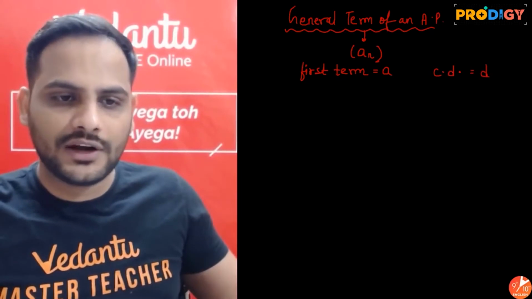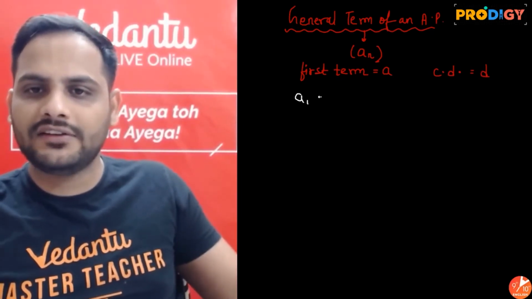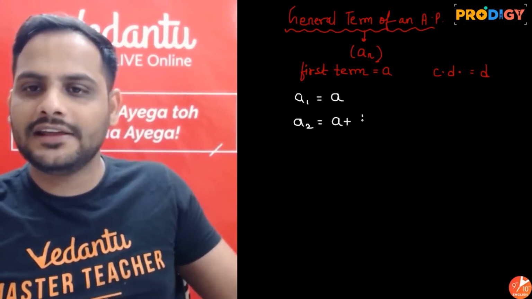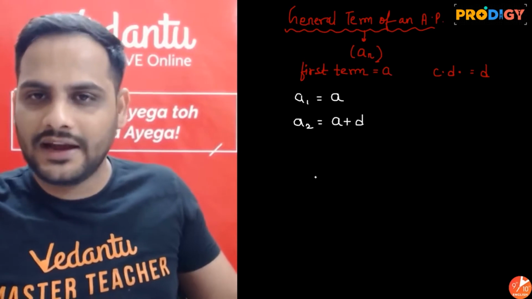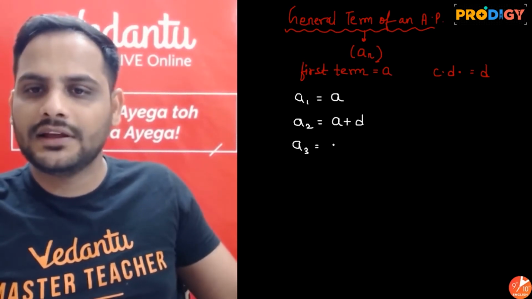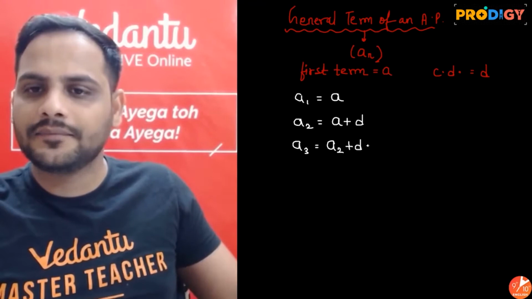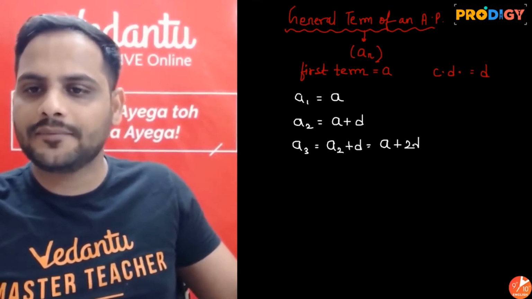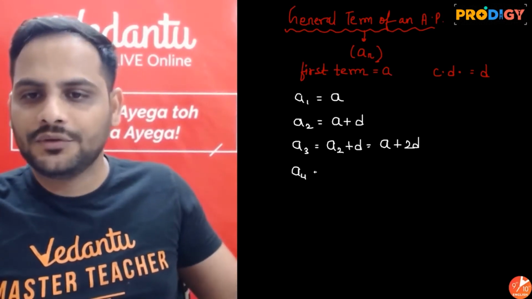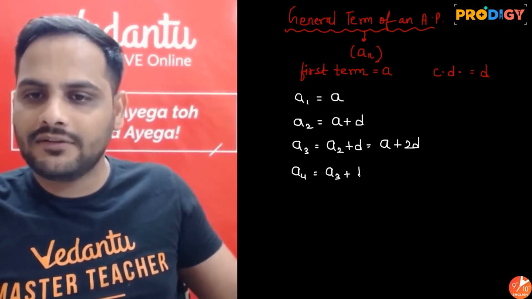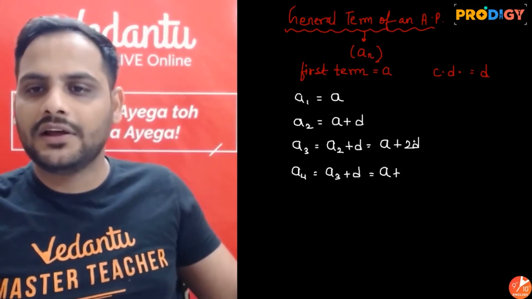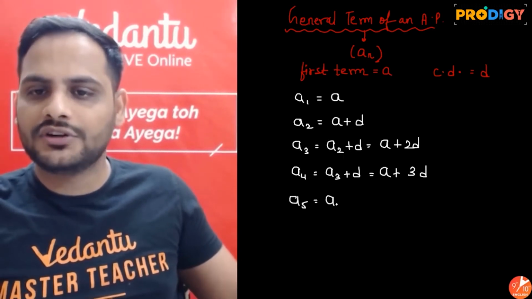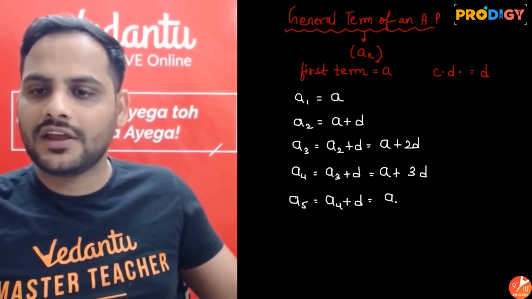So let's look at all the terms. My first term, I will write as A. The second term will be the first term add D, so A plus D. My third term will be the second term add D, which is A plus D, add one more D, which becomes A plus 2D. My fourth term will be the third term, add one more time D, so A plus 2D plus D becomes A plus 3D. My fifth term will be the fourth term plus D, which I can write as A plus 4D.